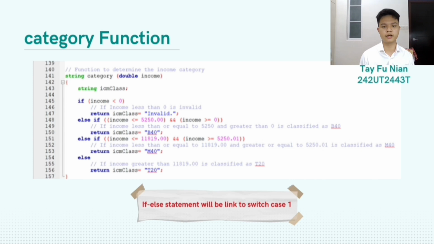Third, else if income is less than or equals to 11,819 and greater than or equals to 5,250.1, and it will be classified as M40. And last, we write else and write return IM class equals to T20 on the line below the else. That means if income is greater than 11,819, it is classified as T20.